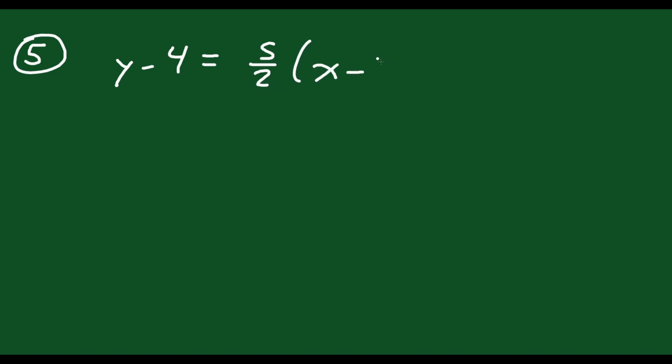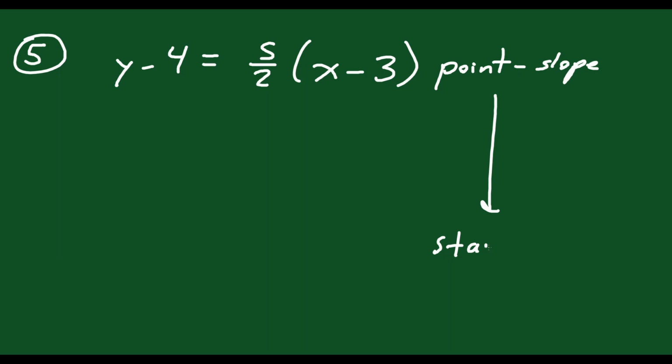Okay, let's do another one. Let's say I have y minus 4 equals 5 over 2 times x minus 3. So another point slope form, right? This is point slope form. And let's say I want to put this into standard form this time. Standard form, so your ax plus by equals c, right? How would I do that? How would I make this look like this?